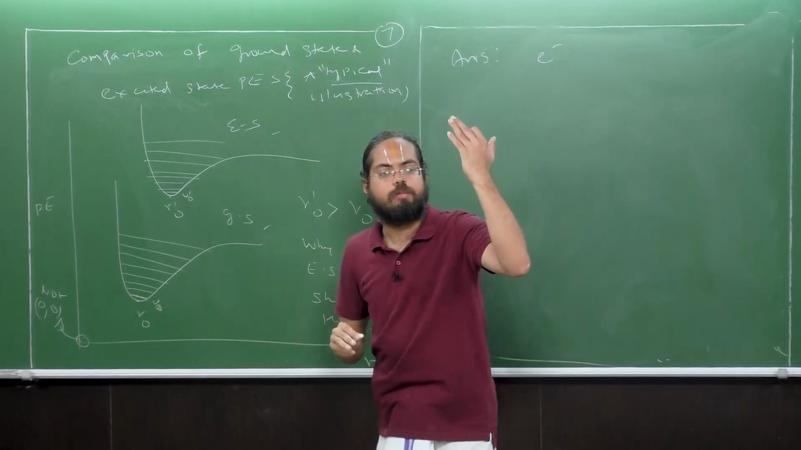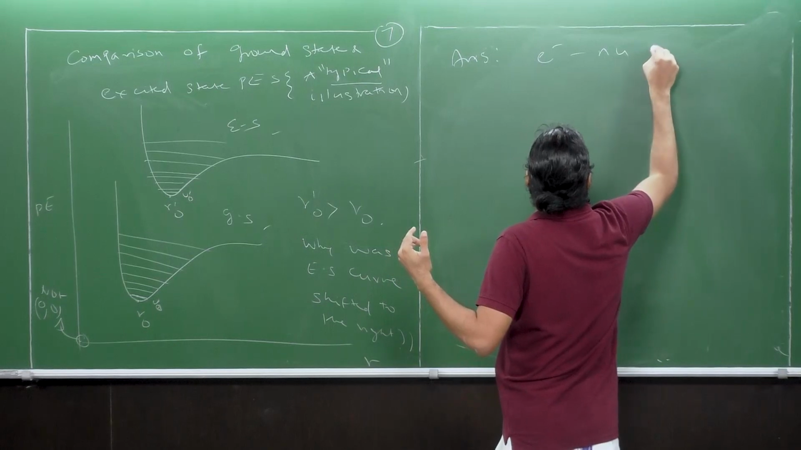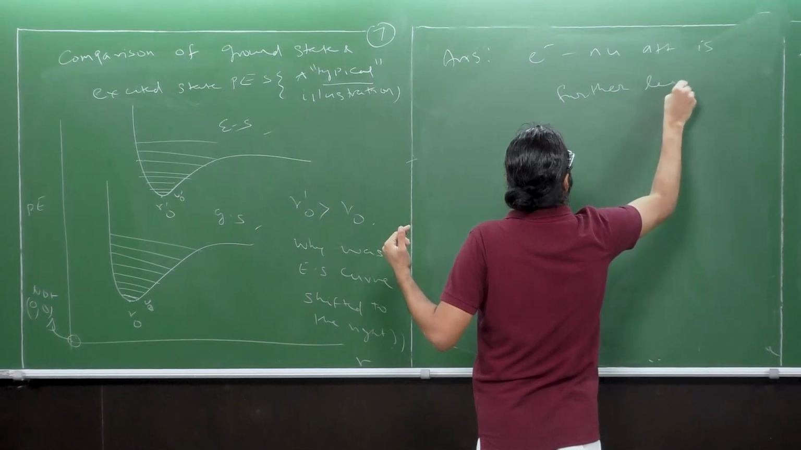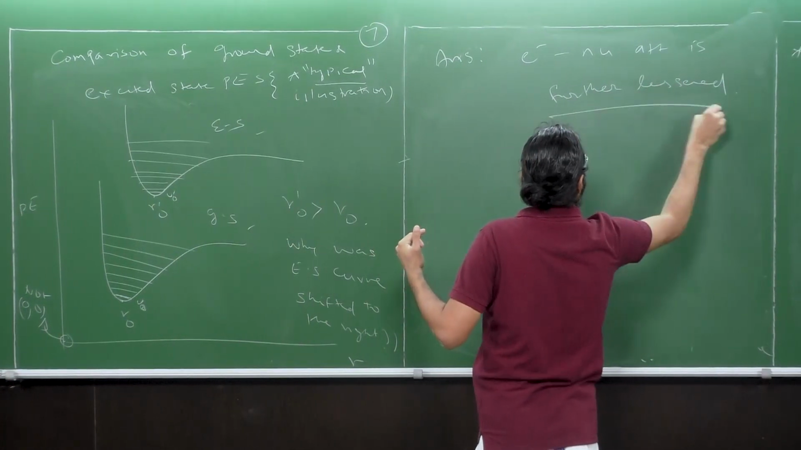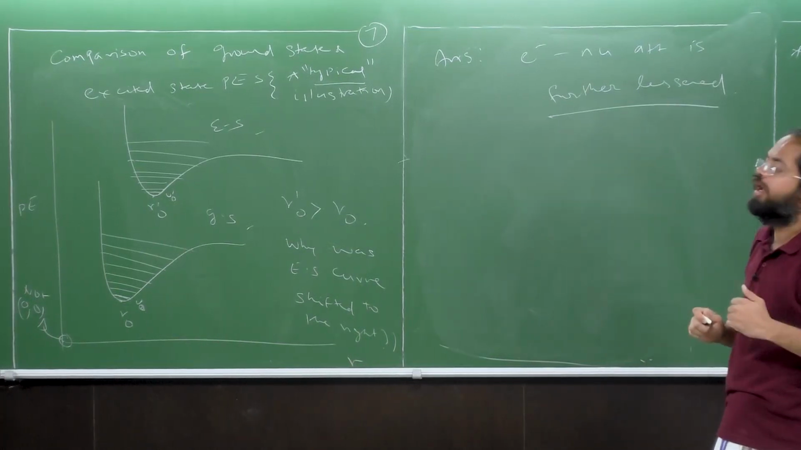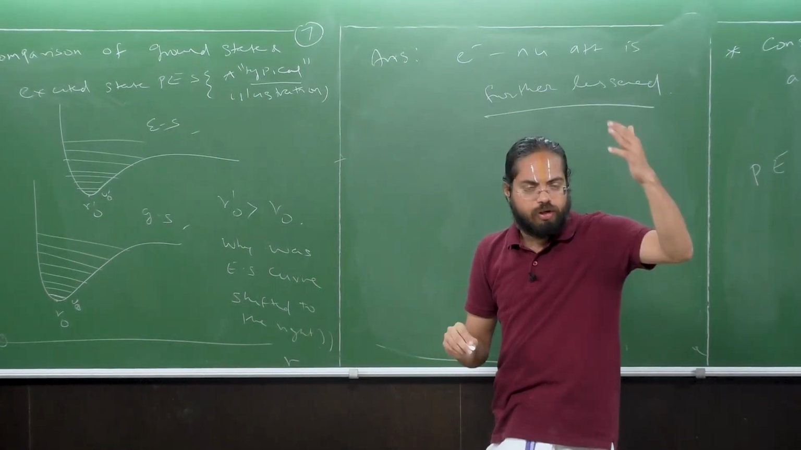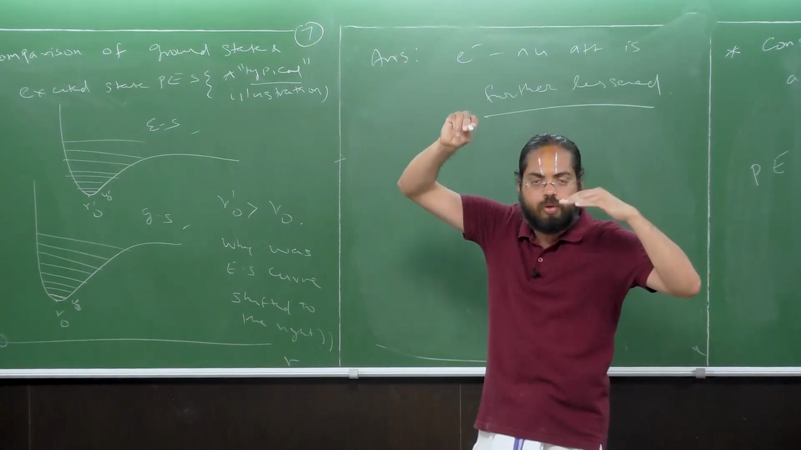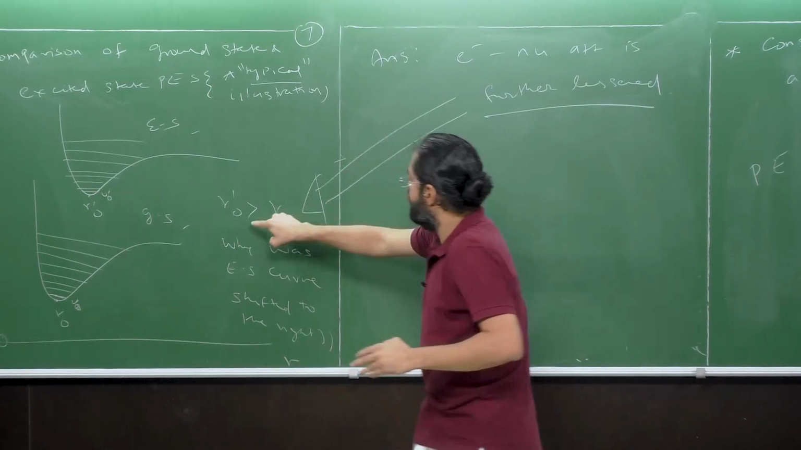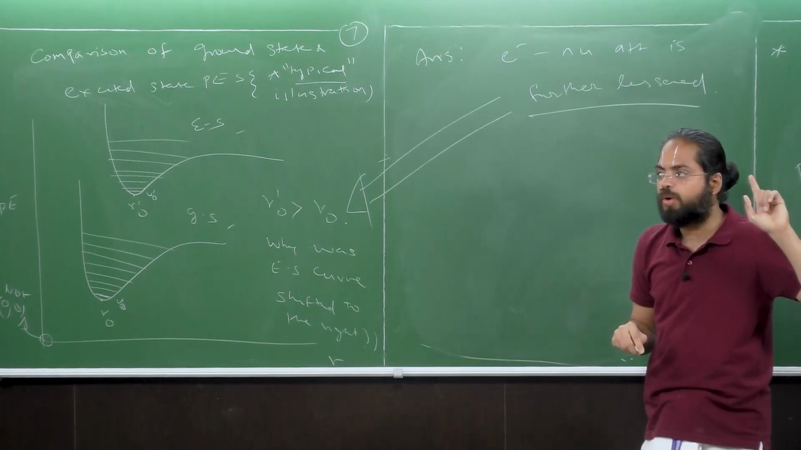as you excite the diatomic molecule, the electron nuclear attraction is further lessened. You're further decreasing the electron nuclear attraction, and consequently the average distance of an electron from the nucleus is going to be higher, which implies that your R dash naught is greater than R naught. Are we good with this?